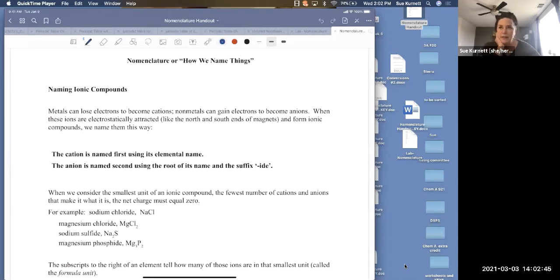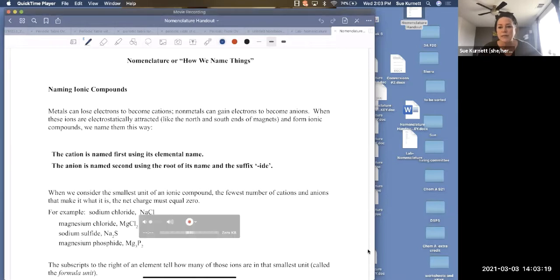So the periodic table is divided pretty much into metals and nonmetals. Metals lose electrons to form cations, which means they've lost electrons, so there are more protons than electrons, and so they are positively charged. Nonmetals gain electrons to form anions, and then we can put those together to form ionic compounds. This week, we're going to be looking at naming things that are ionic and covalent. And this handout starts with how we name things, beginning with ionic things.